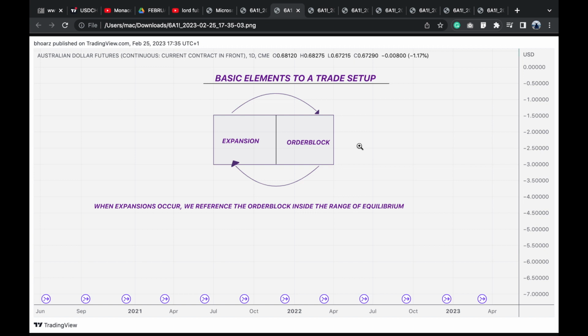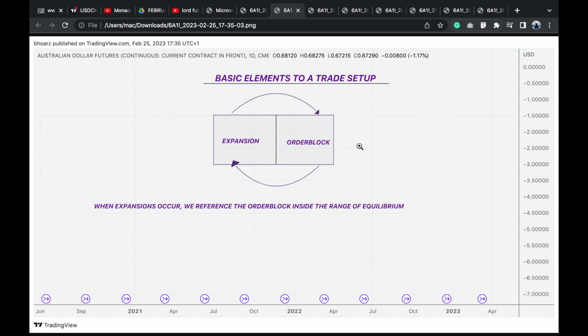So all we're doing is we're going back to where the accumulation or distribution was done institutionally, and we're using that to frame our own setups. So when we identify expansion from areas of consolidation or areas of what I call stable flows of liquidity in the marketplace, we're primarily concerned with the order block.